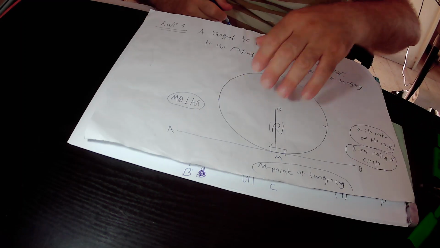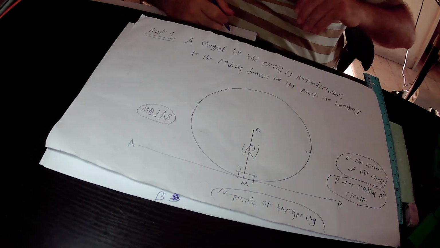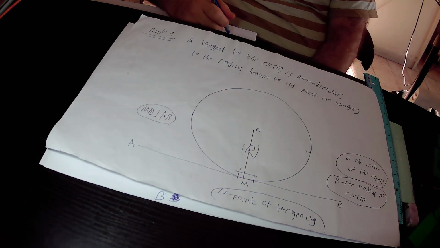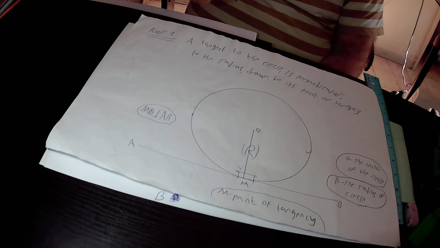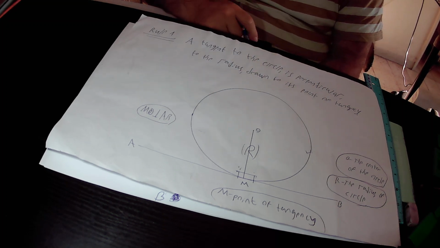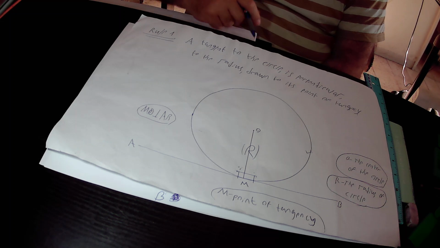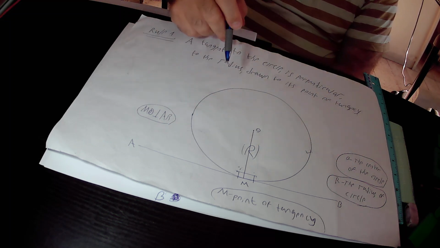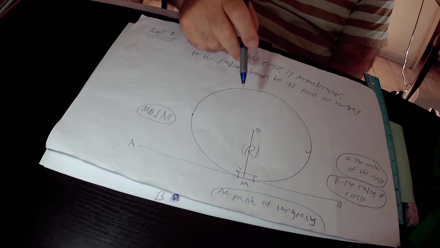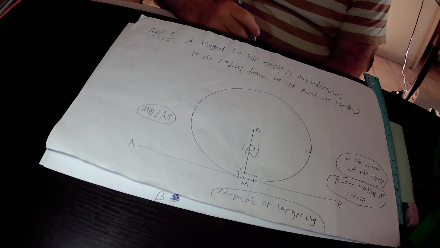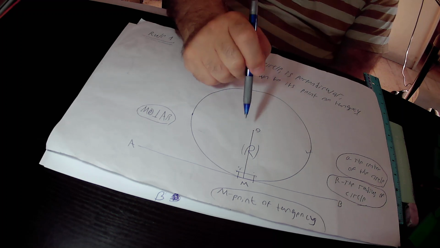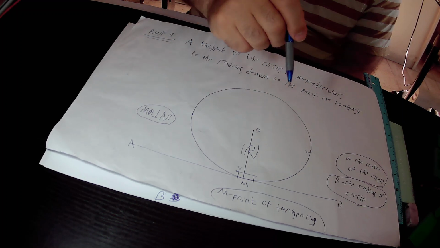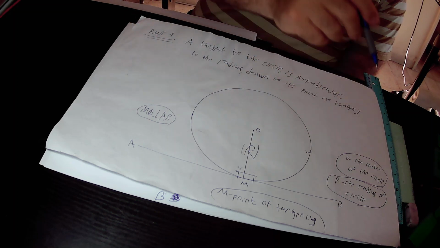According to rule 1, a tangent to the circle is perpendicular to the radius at its point of tangency. So in the drawing, we have a circle, and we have also tangent AB. Tangent AB is tangent to this circle at point M. In addition, we have the radius OM that equals R. The radius OM is drawn to point M, the point of tangency of tangent AB with this circle.